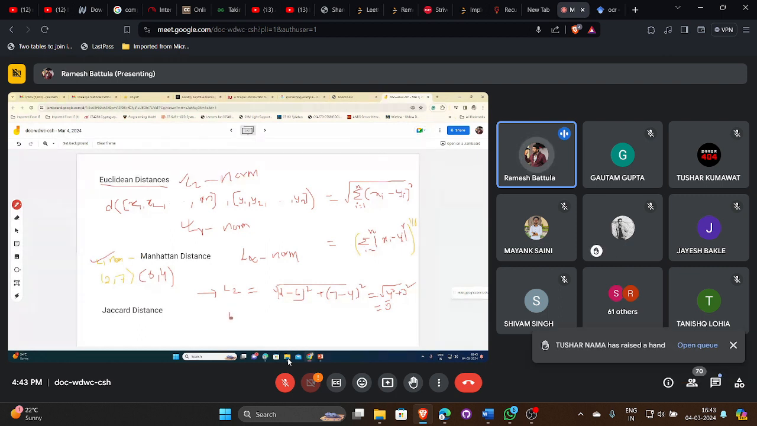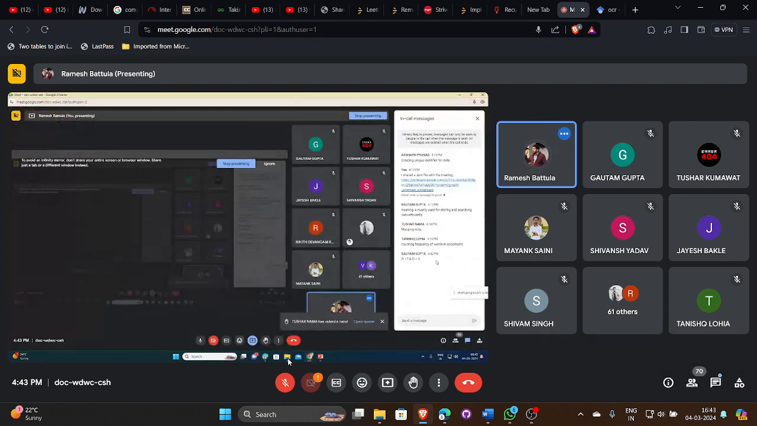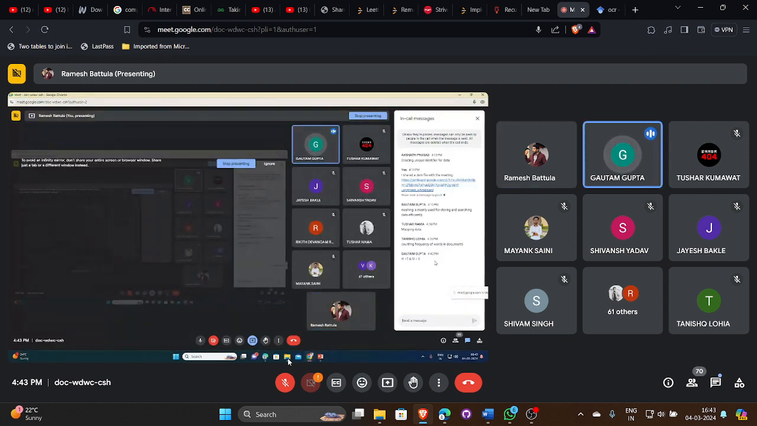Right. Now you have to find L1. Many people are answering. That's good. L1 is 7, L2 is 5. What about L infinity? I'm having a problem with the definition of L infinity. It is the largest difference between the two. So the largest difference: one is 4 and the other is 3. So max of 4 comma 3 is equal to 4 only. Simple, right? Yes, sir.